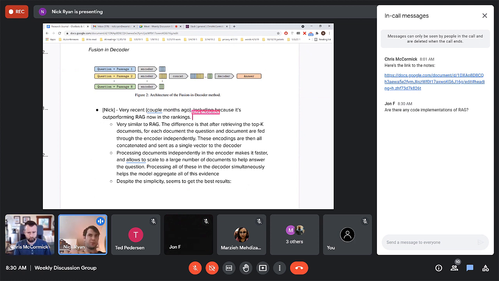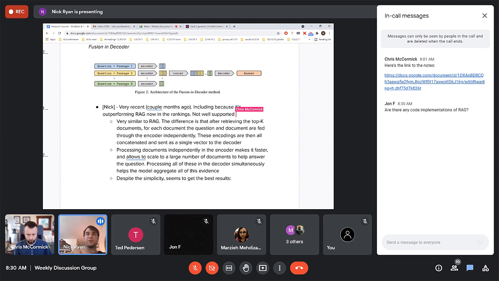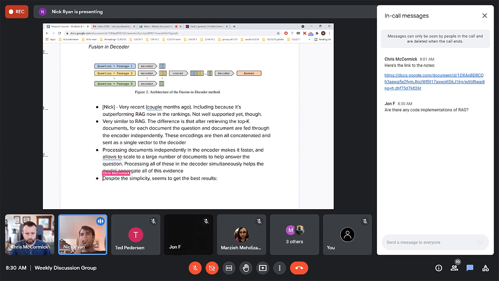Given the short paper, I'm unclear about what exactly separates it from RAG, but we can see as we talk through. The authors, and this is also a Facebook product, so it might be the same people, aren't elaborating, maybe because they're very familiar with the differences. So after retrieving the top K documents, for each document, the question and document are fed through the encoder independently. This allows one to pre-encode the passages, and it's implying that in something like RAG, all of these are encoded simultaneously, which is very expensive.